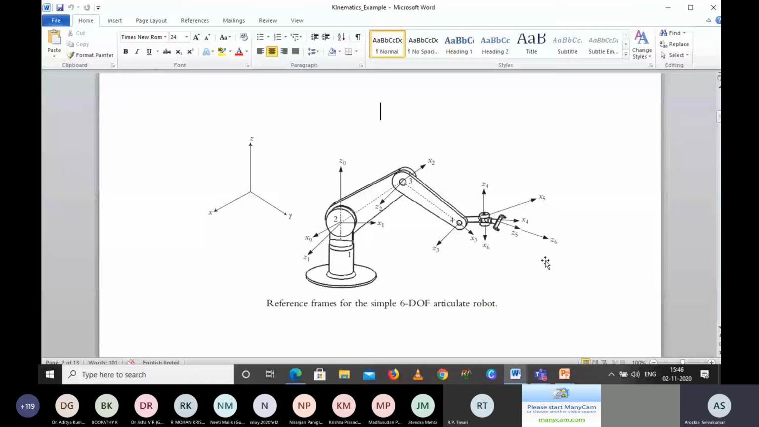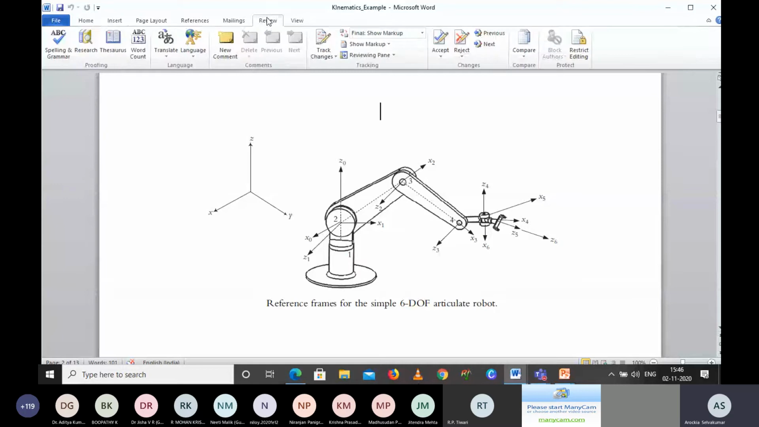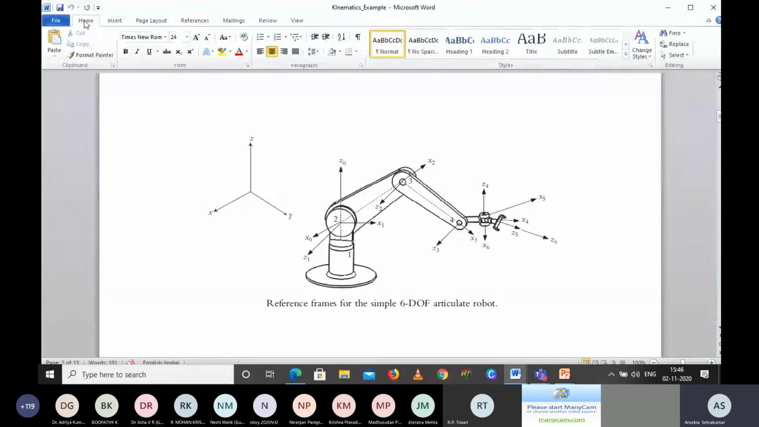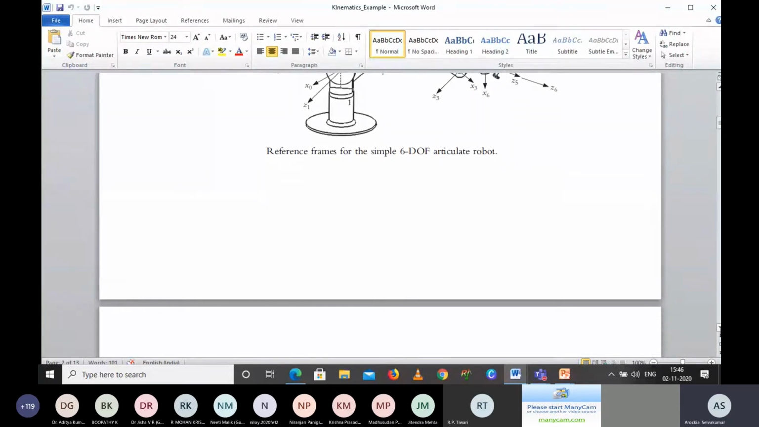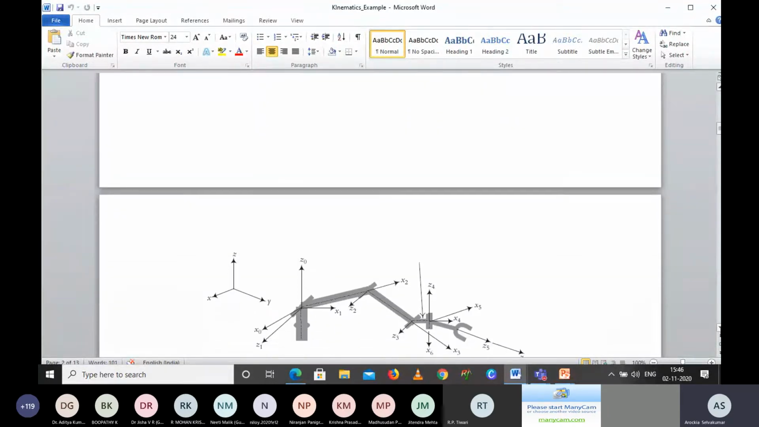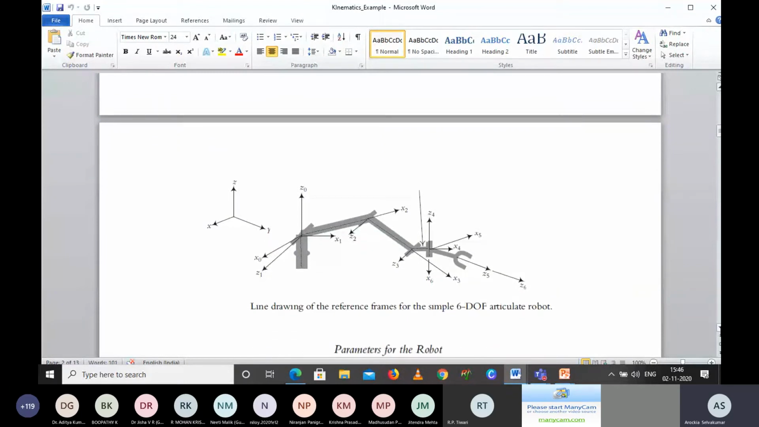Once you have marked everything, you can draw the line diagram. How can you draw the line diagram? Because we are not going to consider any y-axis, we can calculate only the x and z axes, and then we can formulate the DH parameters.